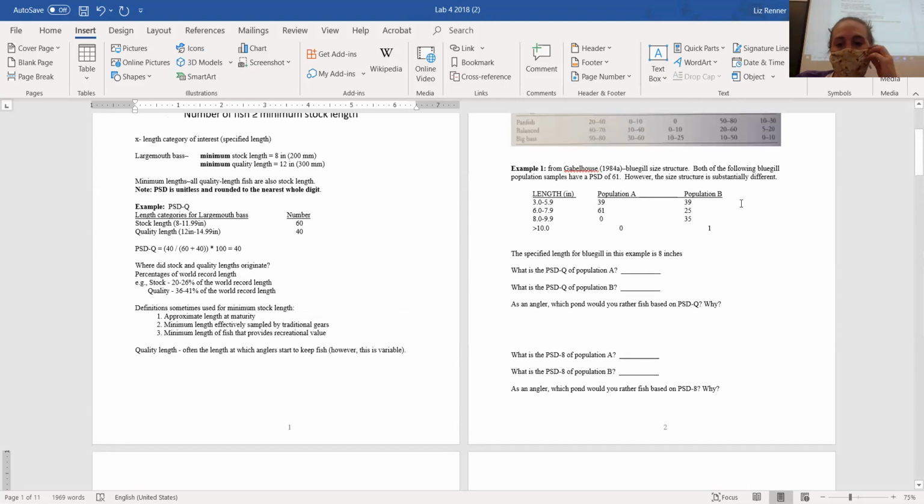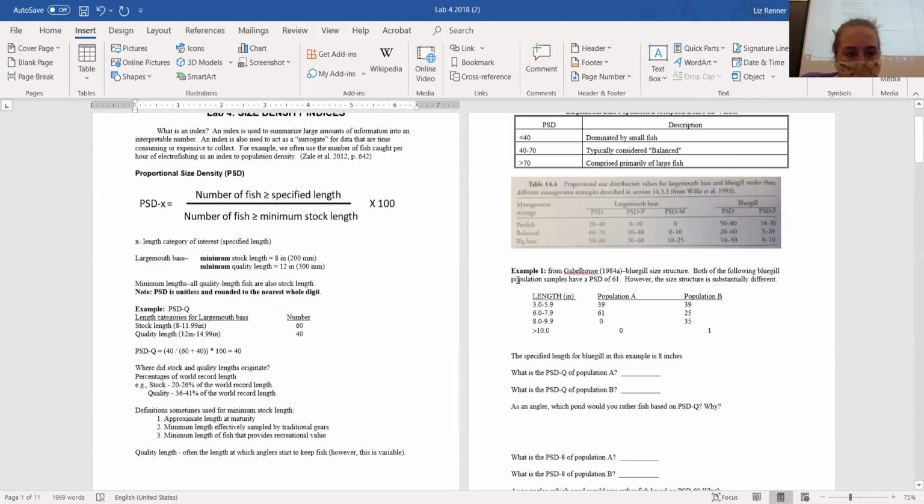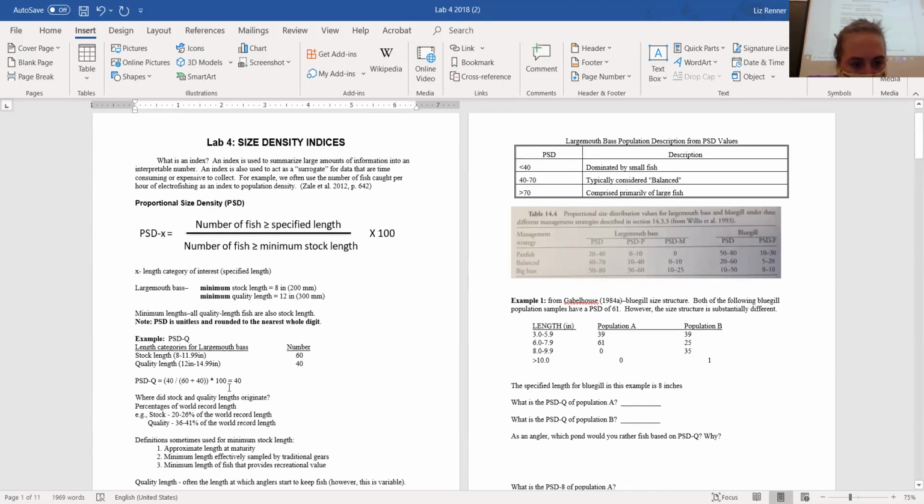So 8 was our bluegill. Let's see here, what was the largemouth bass? And the last one, it says our quality range for bass is 12 to 19 inches based on the actual published value.